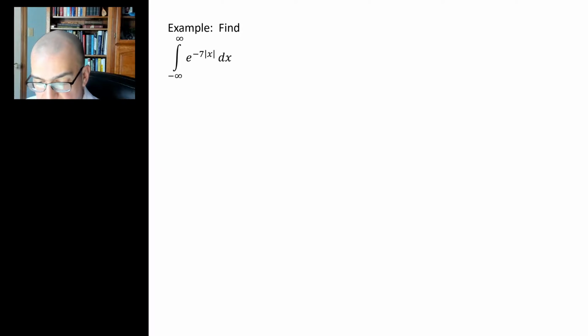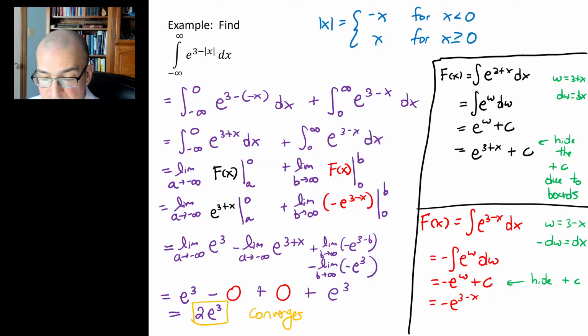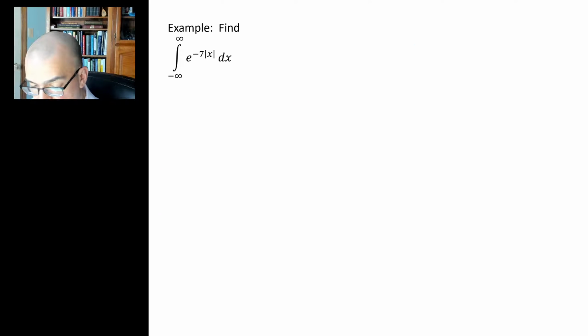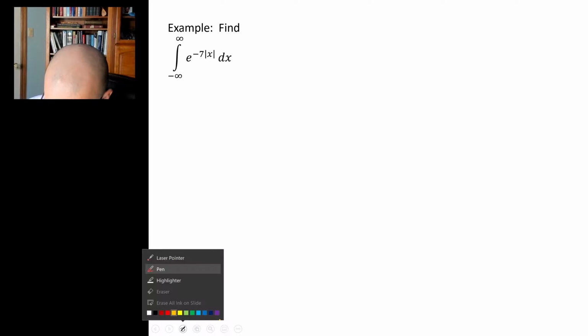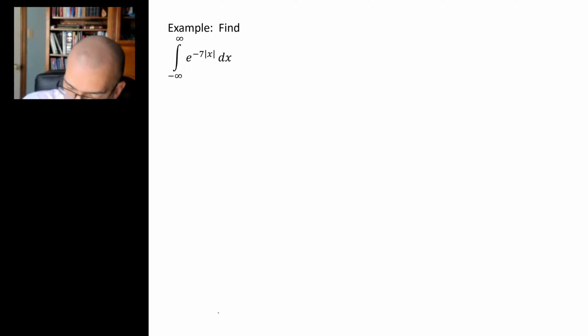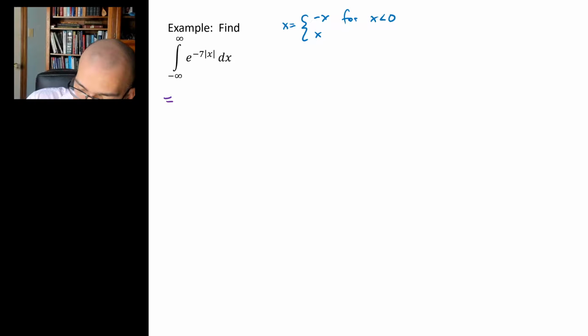Okay, here's a similar example. So the difference is, inside the one we just did, it's 3 minus x. In this example, it's negative 7 multiplied by x. So I'm going to split this up since this is a piecewise function, negative x or positive x, depending on what x value we have. This allows us to split the integral at 0.